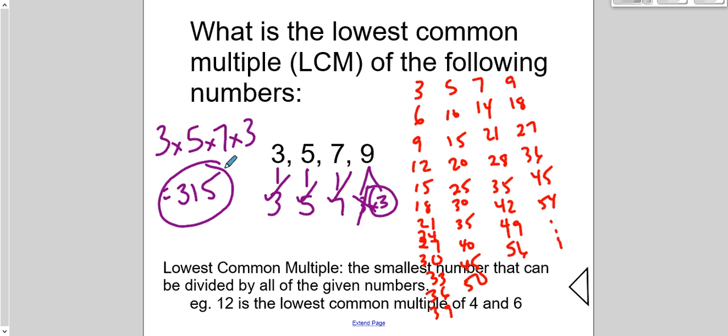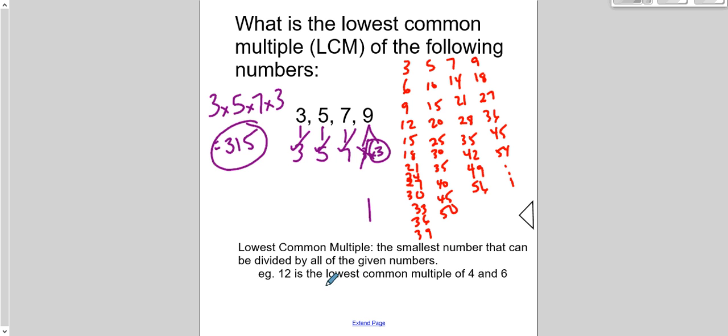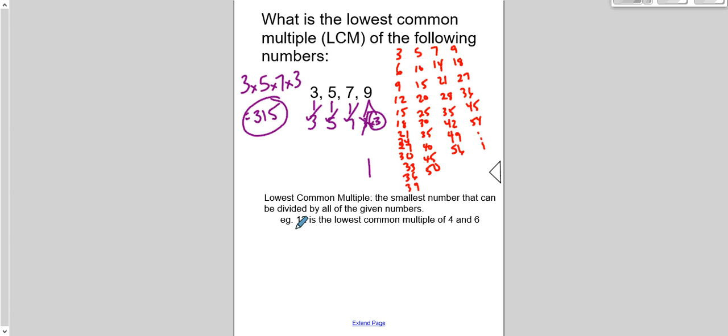So as you can see, I would have had to keep going down really, really far on this list in order to come up with that number. Okay, so let's try a couple. Let's start with this one. I gave you an example here, like 12 is your lowest common multiple between 4 and 6. But I want to show you how you can use your prime numbers for that.